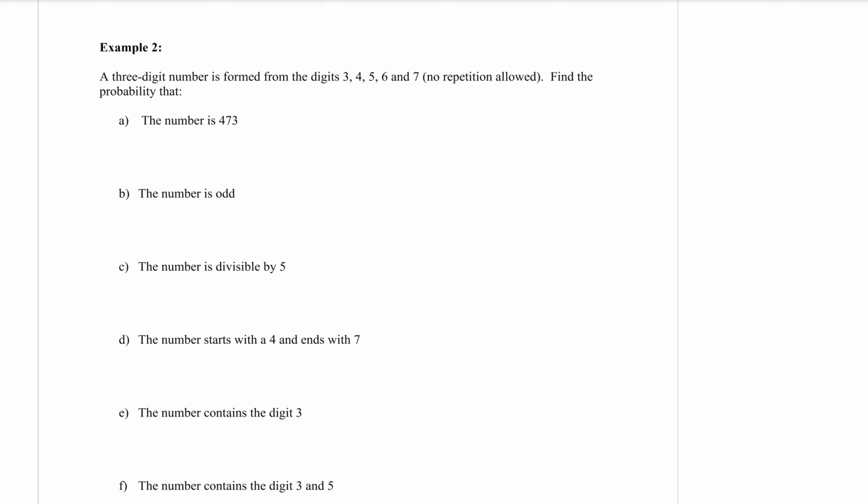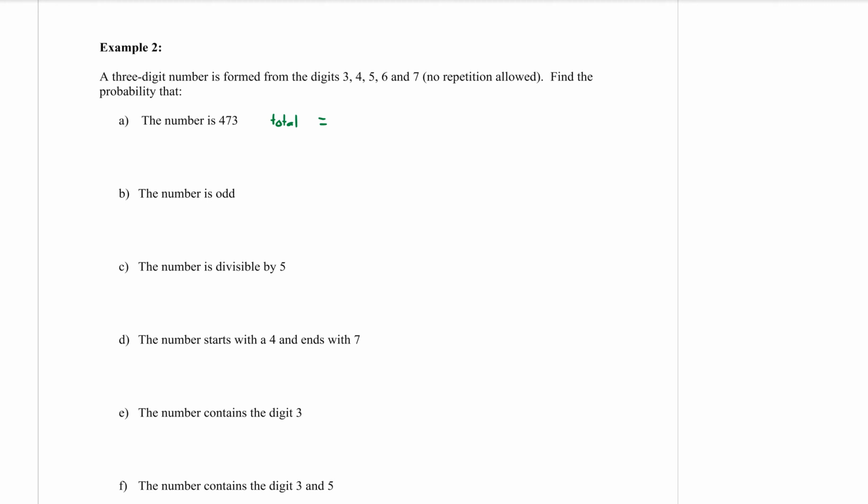Is this a permutation or a combination question? Permutation, because we're putting these numbers in order. 473 is different to 374, right? The order that you put these numbers in is important. So first of all, we need the total. We need the total number of arrangements before we can do a probability.